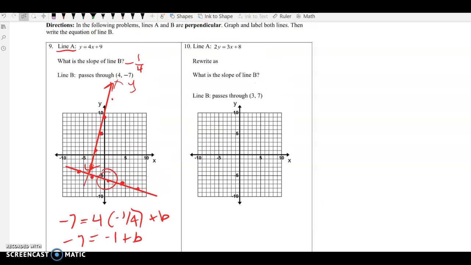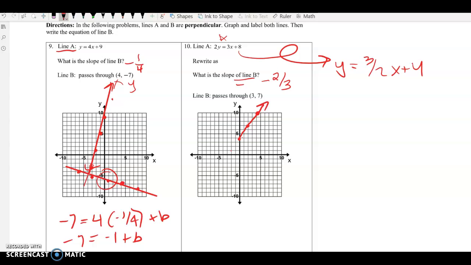All right. Number 10, tricky. We need to put this into slope-intercept form first. So I want to get y by itself. What do I have to do? Divide everything by 2. We'll get y equals 3/2 x plus 4. So the slope of line B, if it's opposite reciprocal, is going to be negative 2/3. All right. So when I graph that, I have a y-intercept at 4. I'm going up 3 to the right 2, up 3 to the right 2, or down 3 to the left 2.